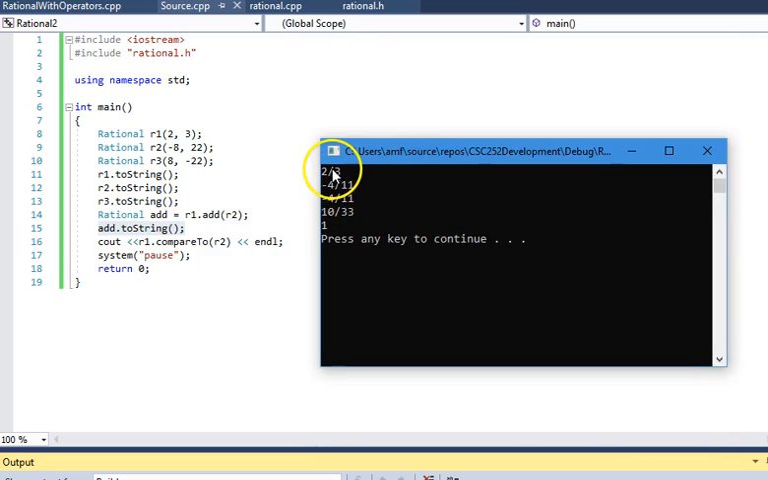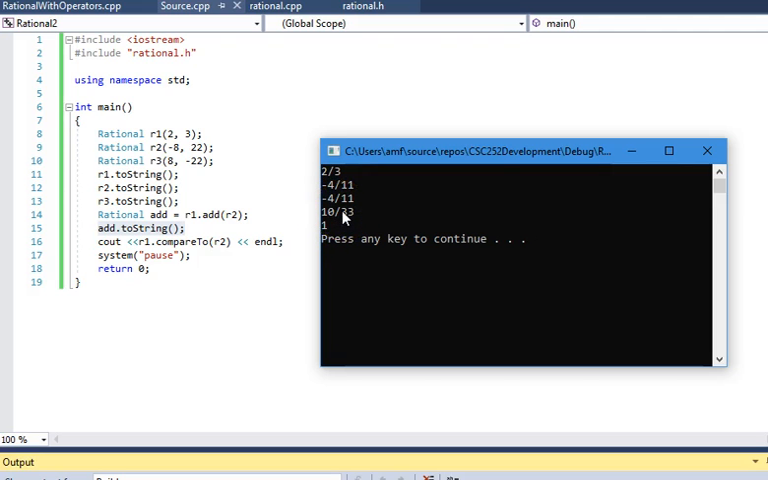The first three outputs are the toString calls of R1, R2, and R3, and then here is the sum of R1 and R2, which is 10 over 33. This is R1 and here is R2, and we are adding them. So clearly the common denominator when we add them is going to be 33, 3 times 11, and then I would have 22 minus 12, which is 10.